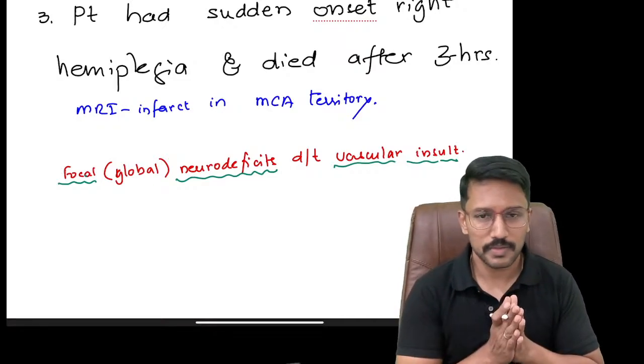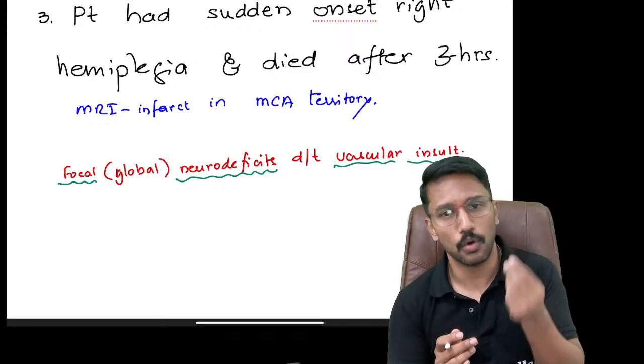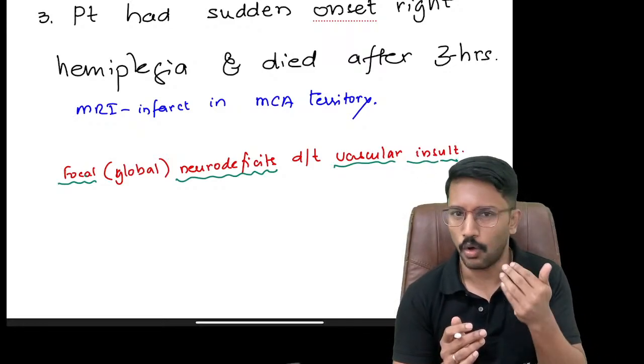Now, what can affect the blood vessel? Two things can go wrong with the blood vessel. First thing, the blood vessel can get blocked either because of atherosclerosis or emboli.